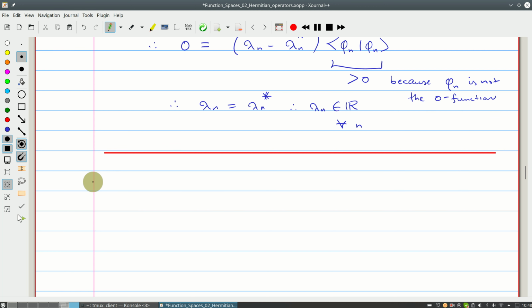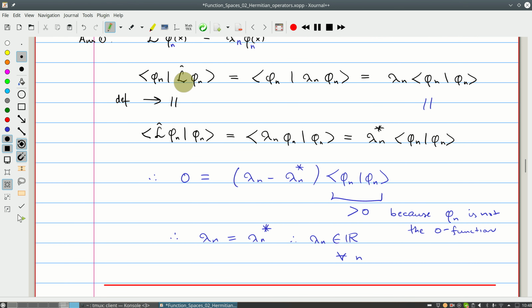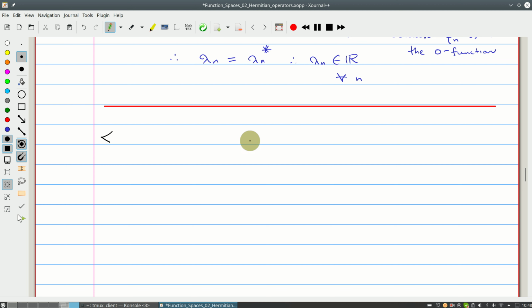Okay, so in order to see what's happening under the hood, if we start with the left-hand side, we wanted to start with the inner product of phi n with L phi n. L operates on phi n. And in integral form, this is the integral from a to b of phi n of x, L operates on phi n of x, and then we have the weight function. We have not been told what the weight function is in this particular case.